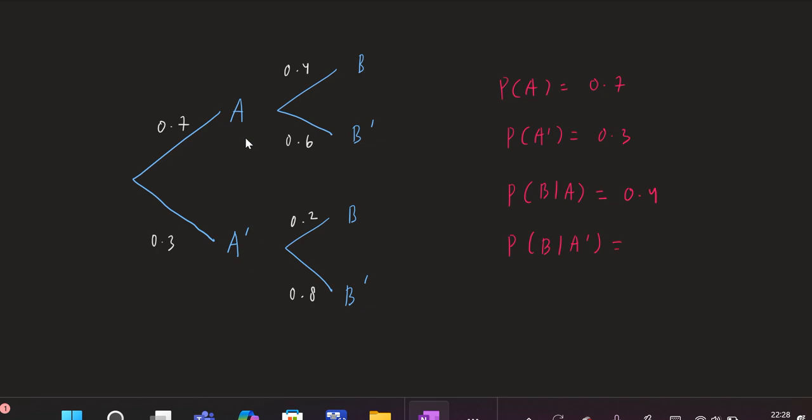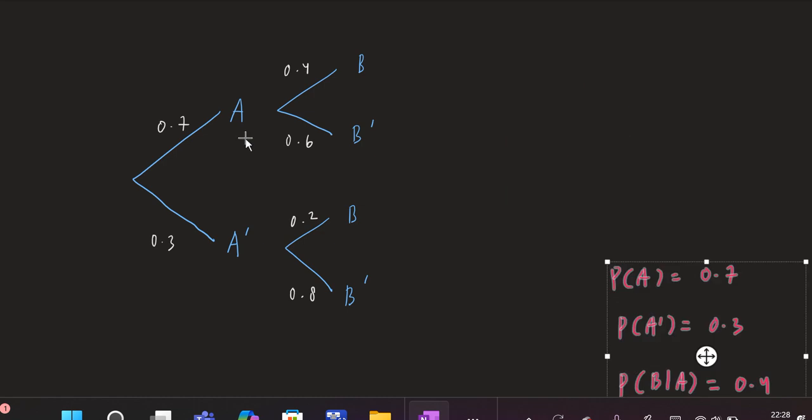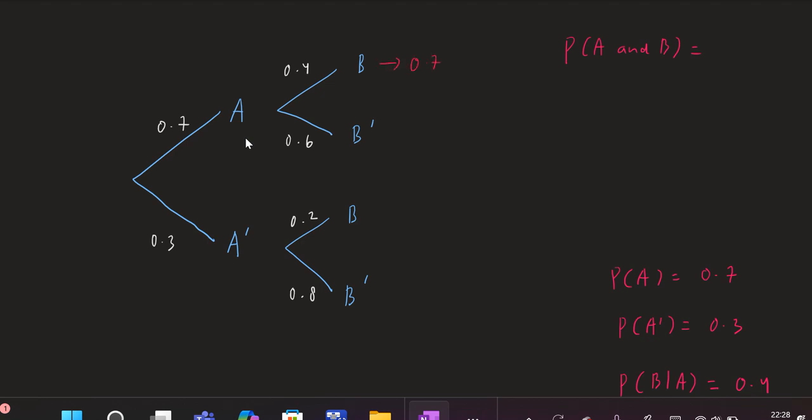How about this, Rika? So when it's visible, I can get it. It's 0.2. Okay, good. I think you understand now. But I don't understand when it's numbers only. How do we get the probability of A and B from this tree diagram? The probability of A is 0.7, and means times B. So 0.7 times 0.4.